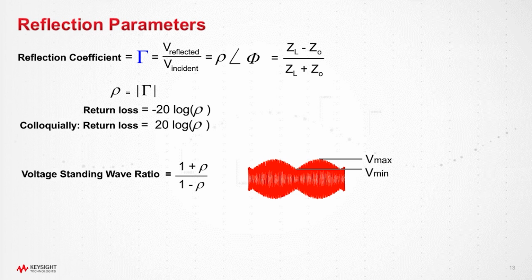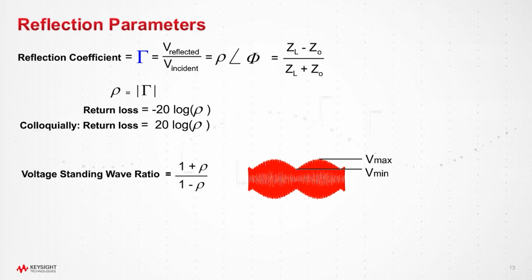Now, since it's a loss, a positive number means it's lossy. But it's common to refer to a return loss as a negative number. So when people say a minus 20 decibel return loss, you understand that this means the same as a 20 decibel return loss. And conceptually, what this means is the reflected signal is 20 decibels below the incident signal.